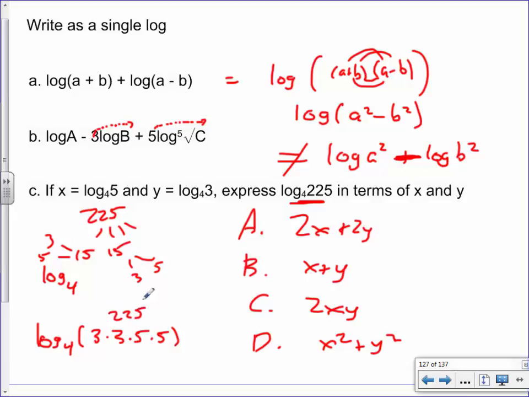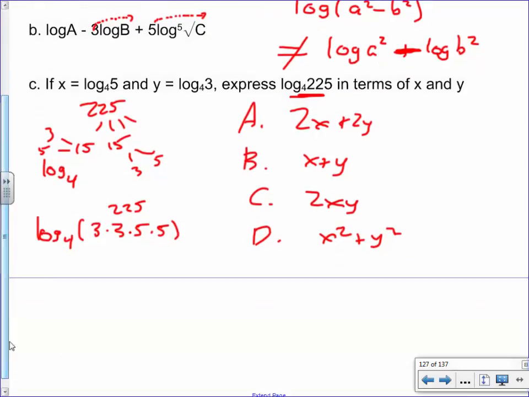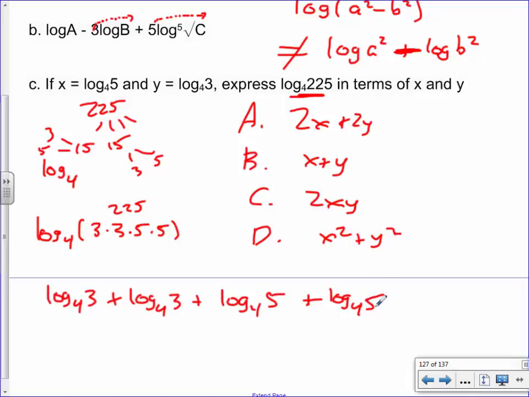This is still 225. The reason why I'm choosing to do that is now I have a whole bunch of stuff multiplied together. So I could write this as log base 4 of 3 plus, because that's what multiplying does. Now I can have log base 4 of 3 again. Then I have to add log base 4 of 5, and I have to add log base 4 of 5. Does that make sense? The answer was A, yeah.